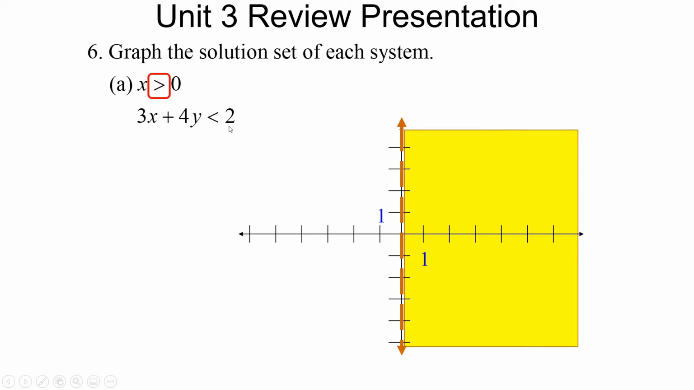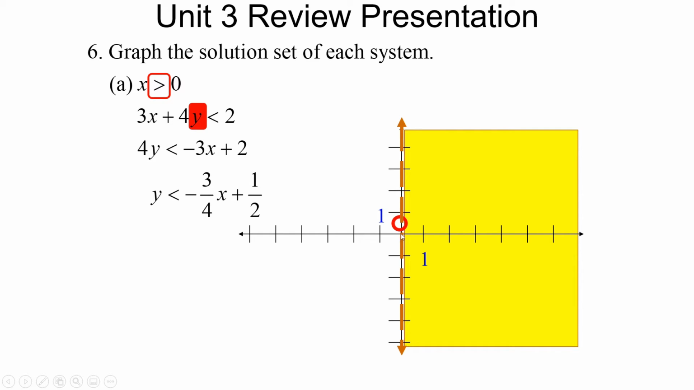Now the second inequality, how about we just solve for y real quick? So let's subtract 3 x's. So we have 4y is less than negative 3x plus 2, or if you like 2 minus 3x, that doesn't matter. And then let's divide everything by 4. So y is less than negative 3/4 x, plus 2 divided by 4, which is 1/2. The y-intercept is 1/2 right there. And again, solid or open doesn't matter here. I did open. Slope of negative 3 over 4.